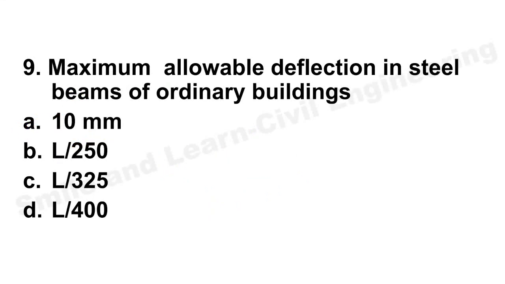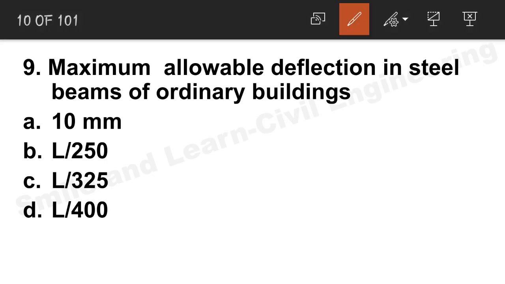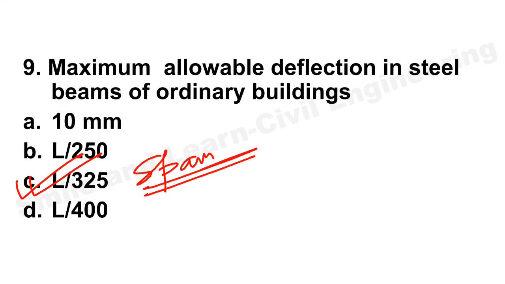Maximum allowable deflection in steel beams of ordinary buildings. Yes, very important question. Correct answer is L by 325. L is the span. Okay, L is nothing but the span. Let's move on to the next question.